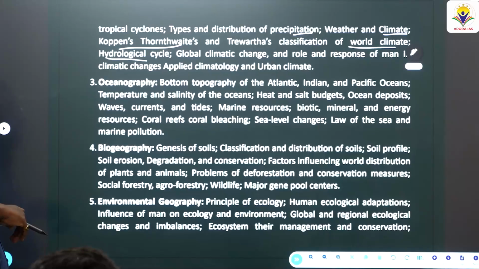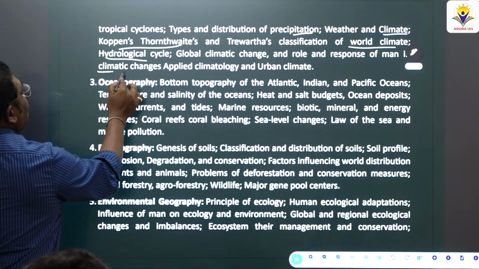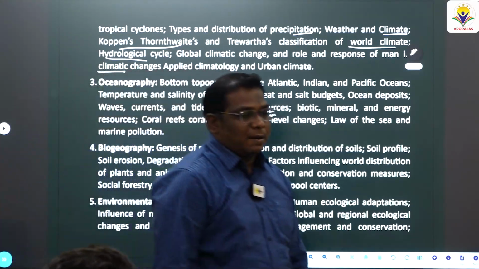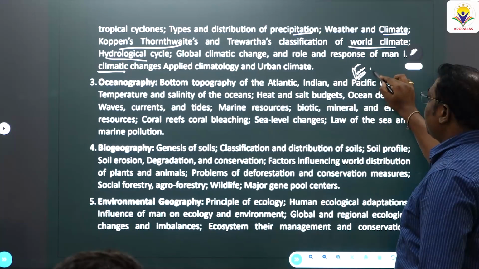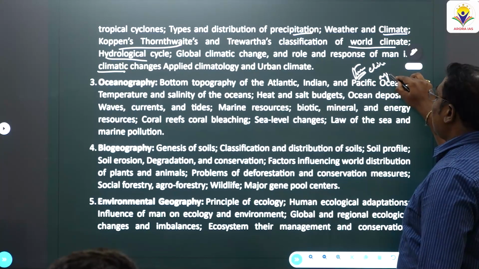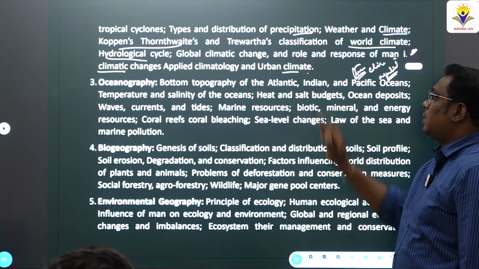Anyway, we will see briefly about that. Global climatic change. This is the contemporary issue, global climate change, and what are the roles and responsibilities of various nations, various people, and what are the climate changes. Applied climatology: instead of theoretically understanding what is meant by climate, we need to understand applied climatology. So I will discuss applied climatology more elaborately.